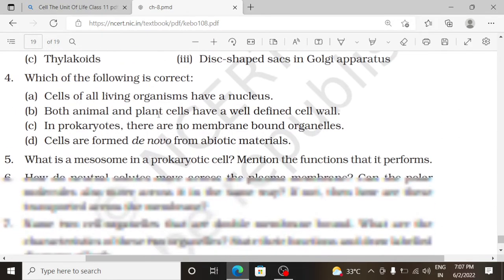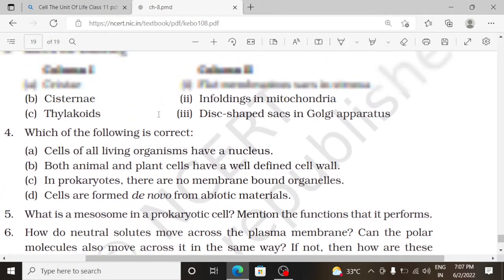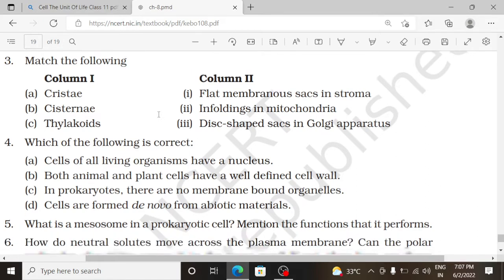Match the following, then you have to see the textbook. Which of the following is correct? Okay, so I'll just read. Match the following. Column 1: cristae, cisternae, thylakoids. Column 2: flat membranous sacs in stroma, enfoldings in mitochondria, disc-shaped sacs in Golgi apparatus.